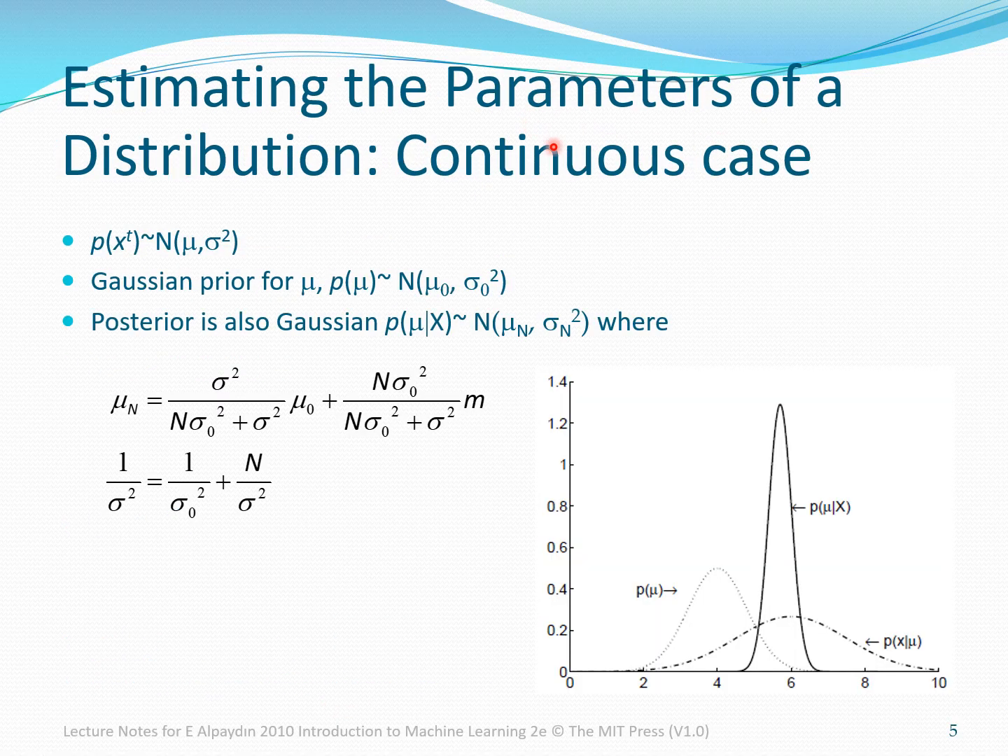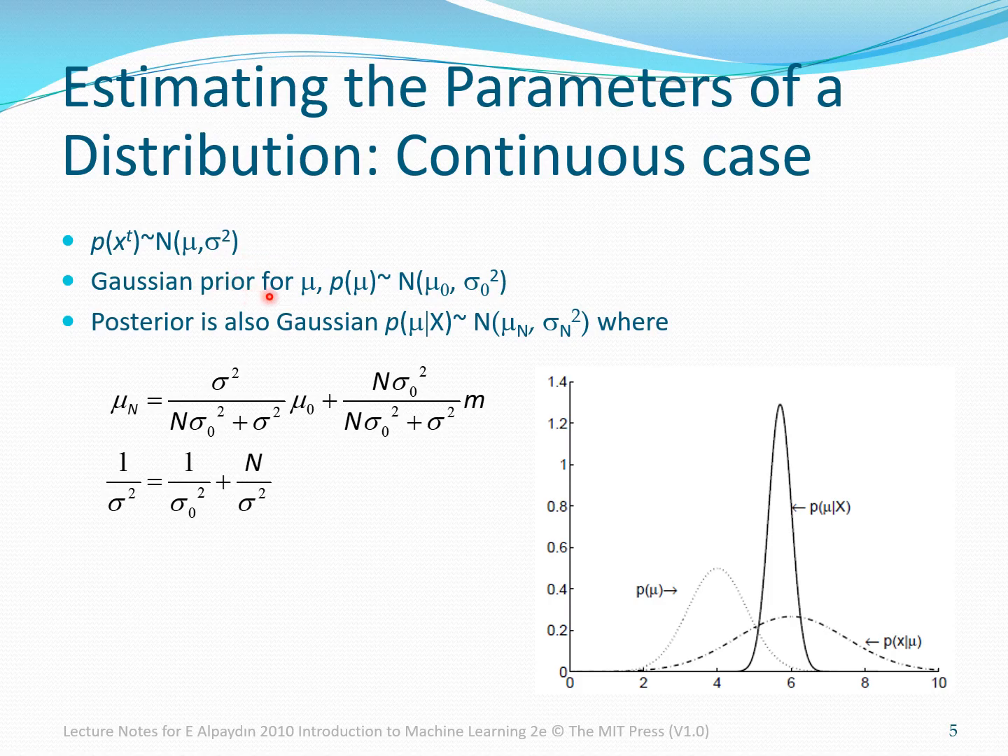Estimating the parameters of a distribution, continuous case. The normal distribution with mean mu and variance sigma squared: we say that a random variable x has the normal distribution with mean mu and variance sigma squared, given as p of x^t tends to N of mu, sigma squared.